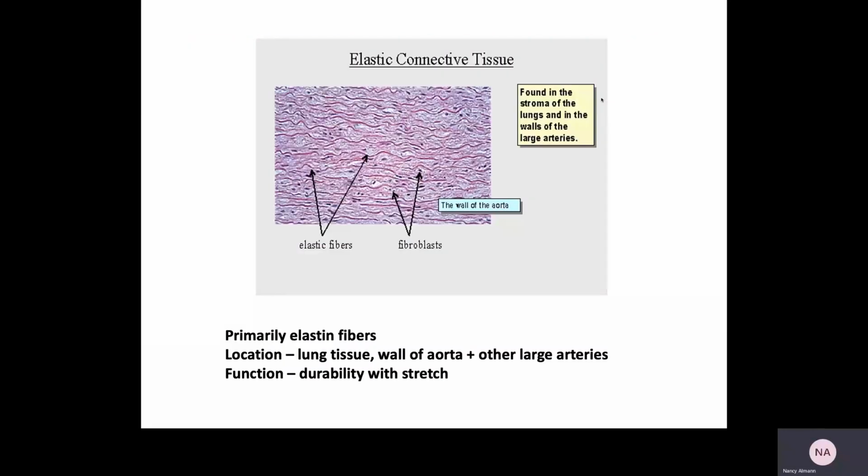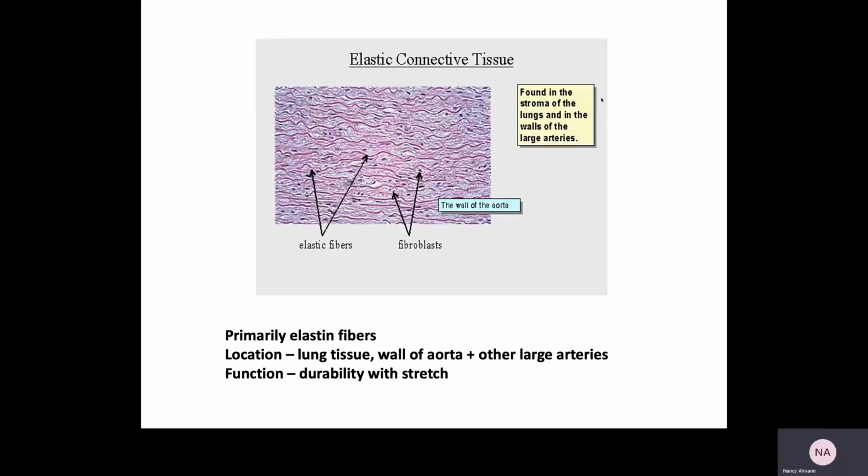Elastic connective tissue, what a surprise, is going to be primarily made up of those elastin fibers. Remember that elastic connective tissue is going to have a lot of stretch, as well as the ability to return back to its normal resting position. So where are you going to find this type of tissue? In areas where you need organs or structures to expand and then contract.